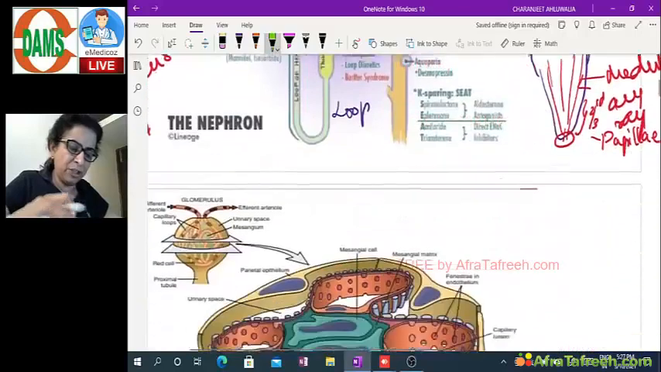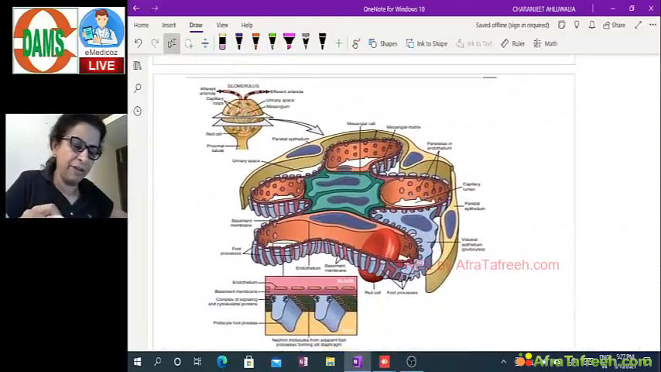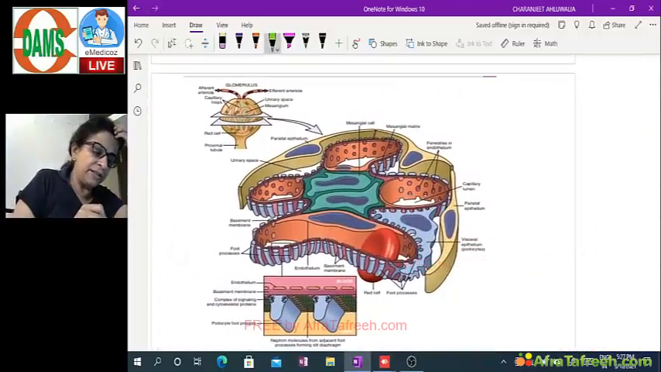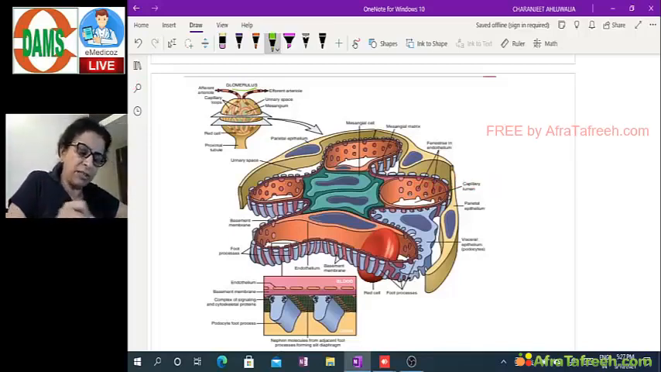Now, another picture of this filtration membrane which you see here. Very important. This is the glomerulus, the glomerular capillary tuft. The afferent arteriole brings blood into the kidney and breaks into a number of capillaries inside the glomerulus. Then these glomerular capillaries filter the urine, and through the efferent arteriole the blood goes out of the kidney. So this is the filtration membrane, which is again shown in this picture.